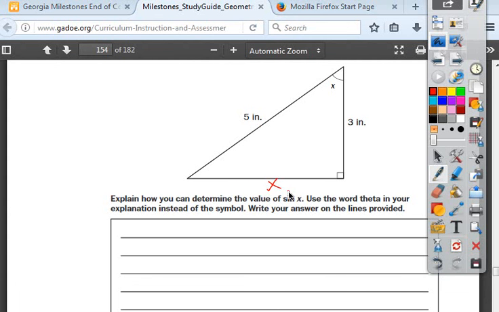I got to figure out what that is. Well, how am I going to do that? You should realize it's a 3, 4, 5 right triangle. So because I know it's a 3, 4, 5 right triangle, this bottom number, the opposite side, is 4. And once I know the opposite side is 4, and I know that sine is opposite over hypotenuse, it'll be 4 over 5.